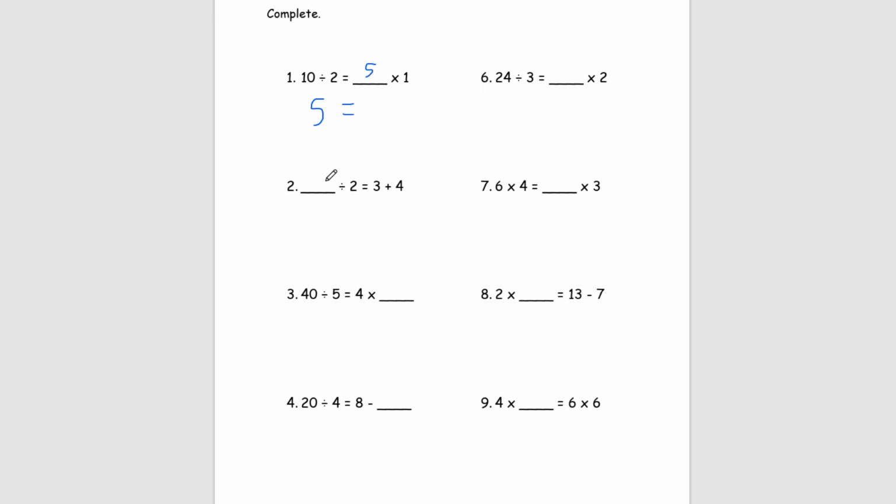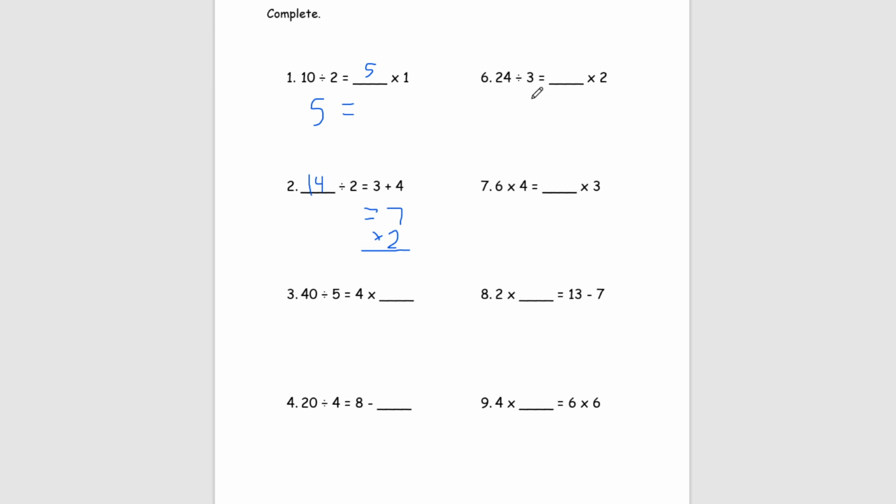Number 2, we have blank divided by 2 equals 3 plus 4. So we know that 3 plus 4 is 7. So basically we just need to find out what divided by 2 gets us 7. And we can go backwards with this, actually. We can instead multiply by 2, and then that will get us our answer. So 7 times 2, same thing as 7 plus 7, that gets us 14. So our answer for number 2 is 14.